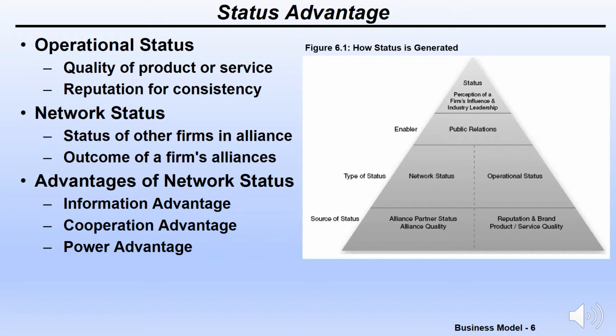Operational status, which is based off of a company's ability to provide a high quality good or service, and its reputation for being able to do so consistently, and the brand that's behind the firm. Network status is based off of the status of the other companies in the firm's network and the outcomes of those alliances. So whether they're successful, whether the firms work well together, things of that nature.